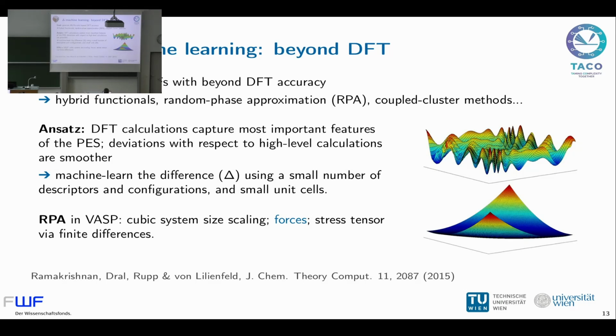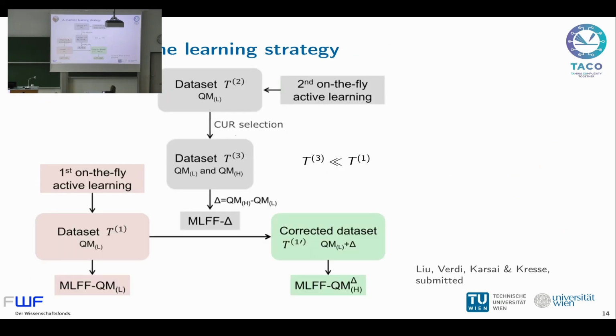It's been shown many times in the literature, also in many of Georg's publications, that RPA works really well. It also describes van der Waals interactions. And the advantage of doing RPA in VASP is that there are very advantageous cubic system size scaling algorithms. Also, a recent development is that you can calculate forces at the RPA level in VASP, whereas for the stress tensors, we still use finite differences, but that is not so expensive.